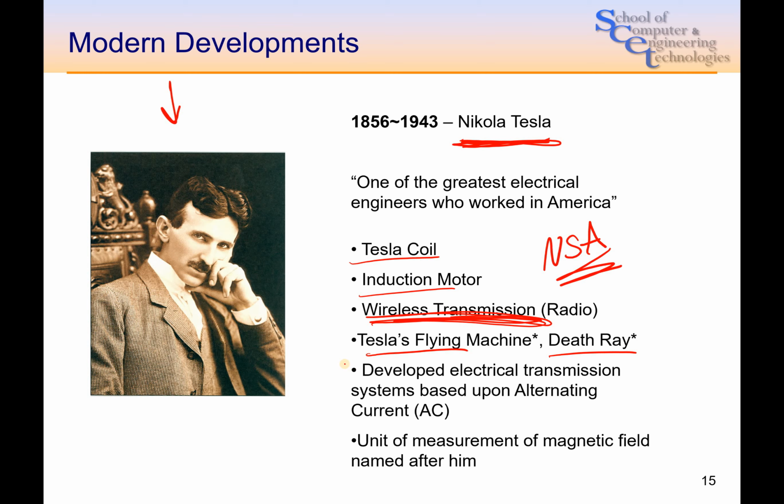Unlike Edison, he went all in on AC current. And it turns out AC is how you actually have to transmit current long distances. The unit of magnetic field is named after him, the tesla. Why am I saying the farad? We already did Faraday. The tesla's named after him. And now a fancy car is named after him.